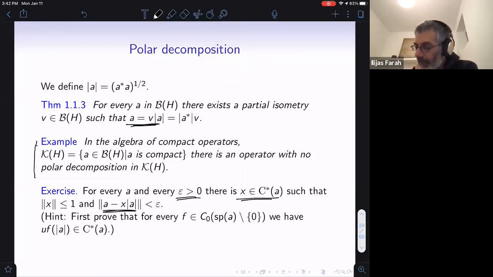So there is a hint here, which is a very useful consequence of continuous functional calculus: every function in C0 of spectrum of A minus zero, you can apply that function to the absolute value of A and then multiply by U. U is coming from the polar decomposition of A, and this belongs to C star of A. So I'll just leave it to you to work it out.